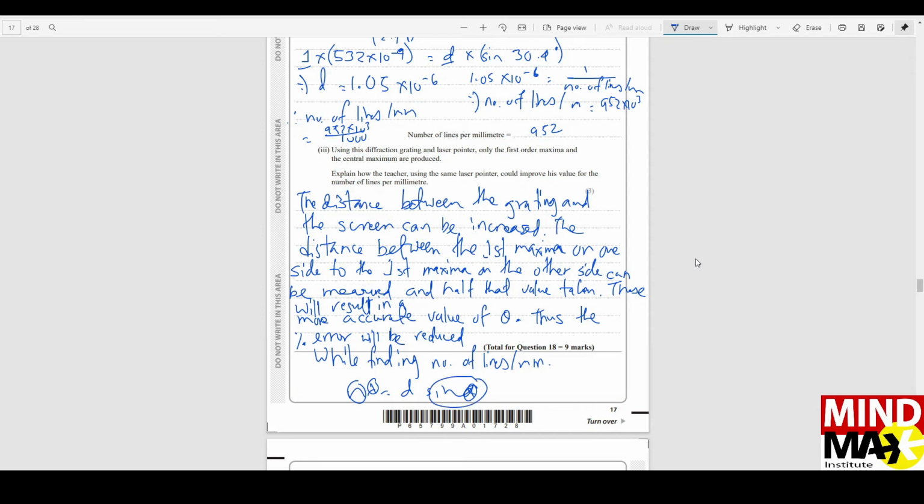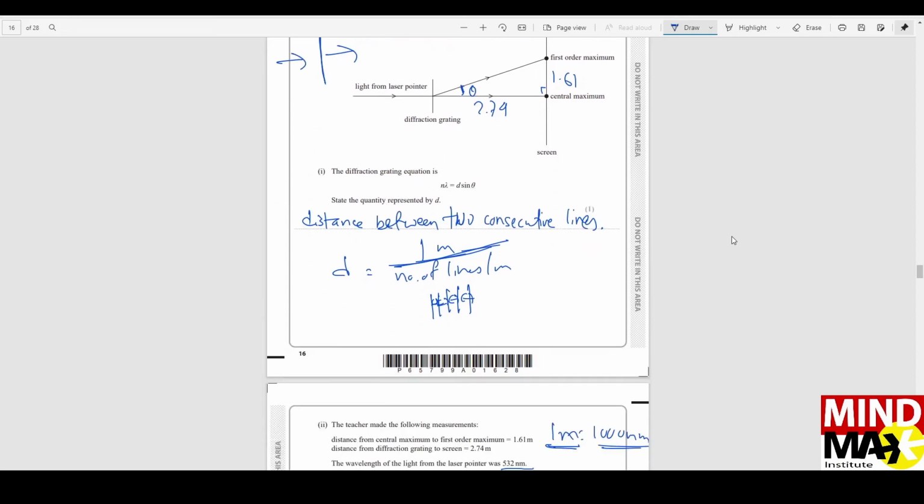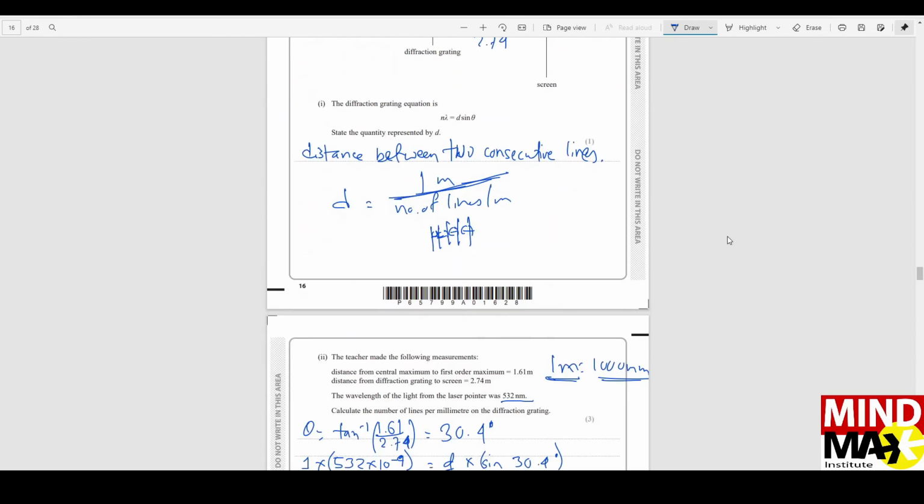How can you vary the theta? How can you get a better value for theta to improve the calculation? The distance between the grating and the screen can be increased. If you increase the distance between the grating and the screen, you're going to get a more spread out pattern. If you increase this distance from 2.74 to let's say 3 or 4 or 5, if you take it far away from the screen, the central maximum fringe would be more spread out. The first order maximum fringe would be more spread out. If they are more spread out, it's easier to actually measure the distance, because if they're thin, it's difficult to measure the distance. If the fringes are thicker, it's easier to measure the distance.